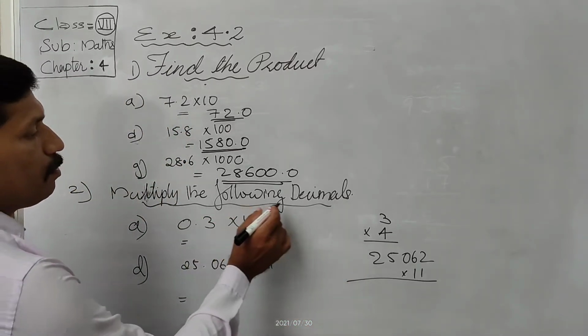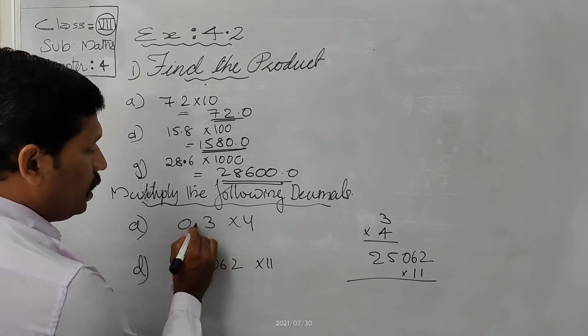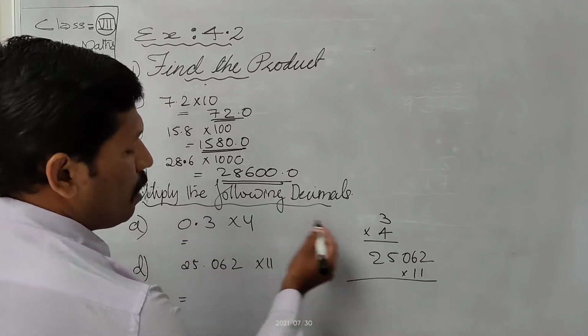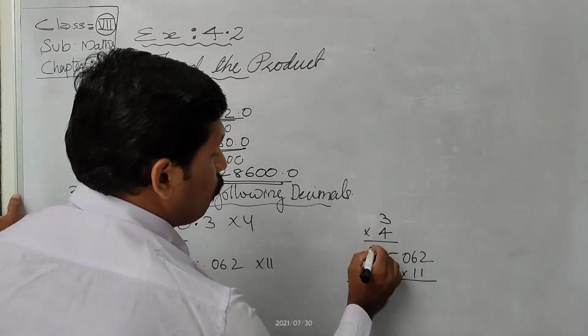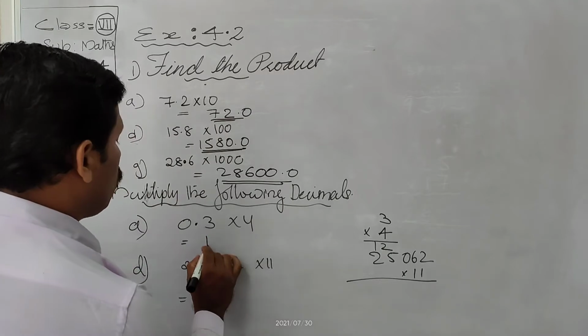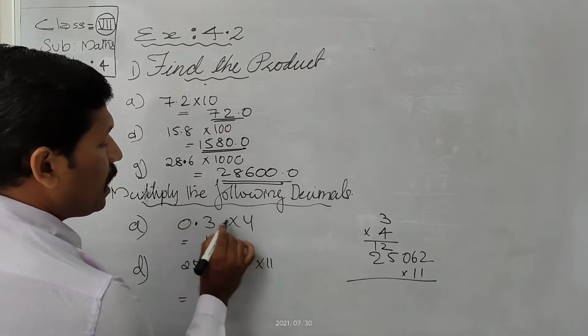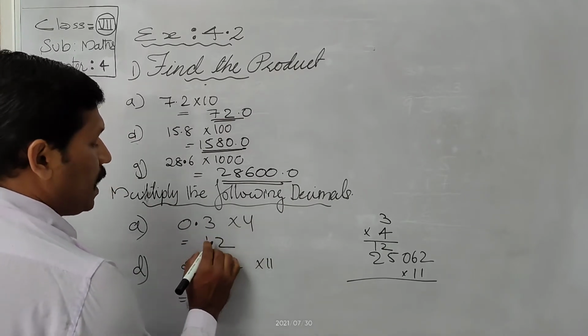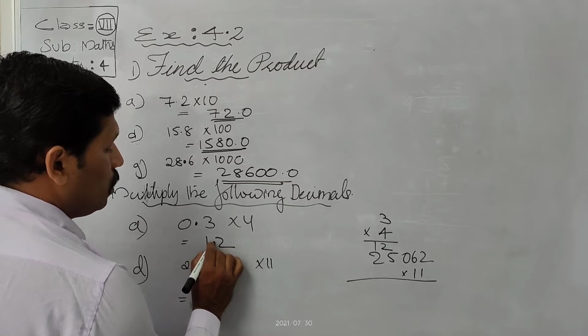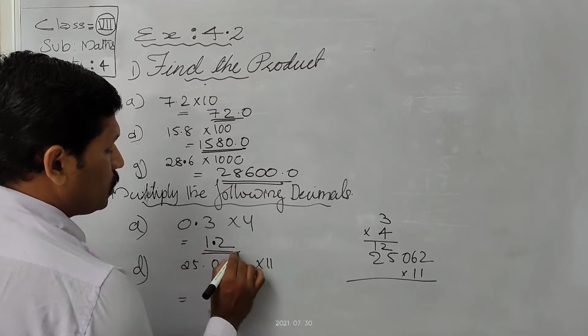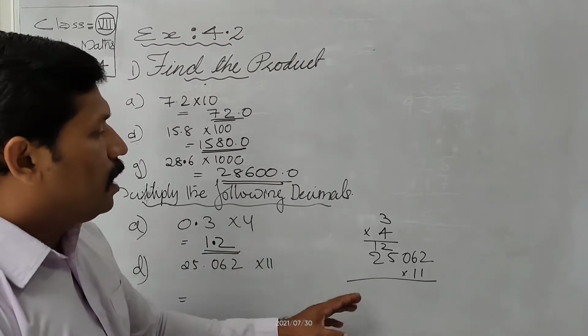Next, multiply the following decimals. 0.3 into 4. Ignoring the decimal we multiply. 3 4s are 12, and here we got 12. Both in multiplier and multiplicand there is only one decimal place in total, therefore in the answer also after the decimal only 1 digit is needed.